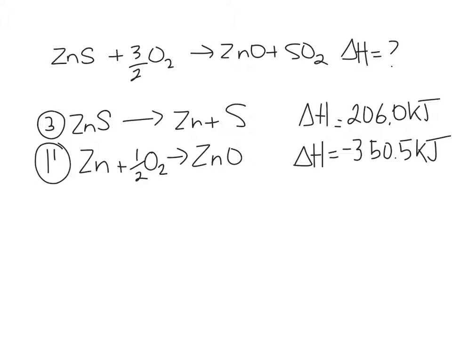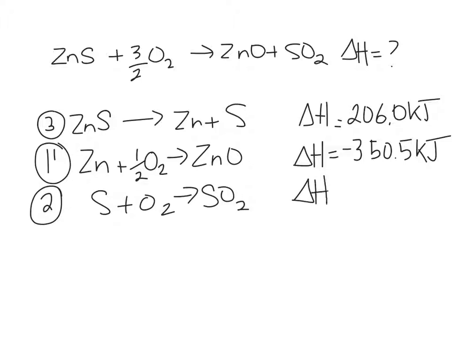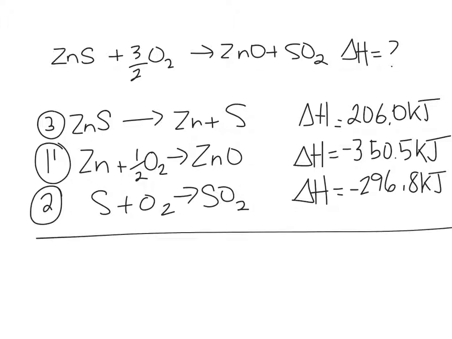Is it on the correct side? Does it have the right coefficient? All right, so then it's not prime, it's just equation number 2. So we've got S plus O2 goes to SO2, and our delta H is negative 296.8. Now, add these equations up and see if you get the right answer.